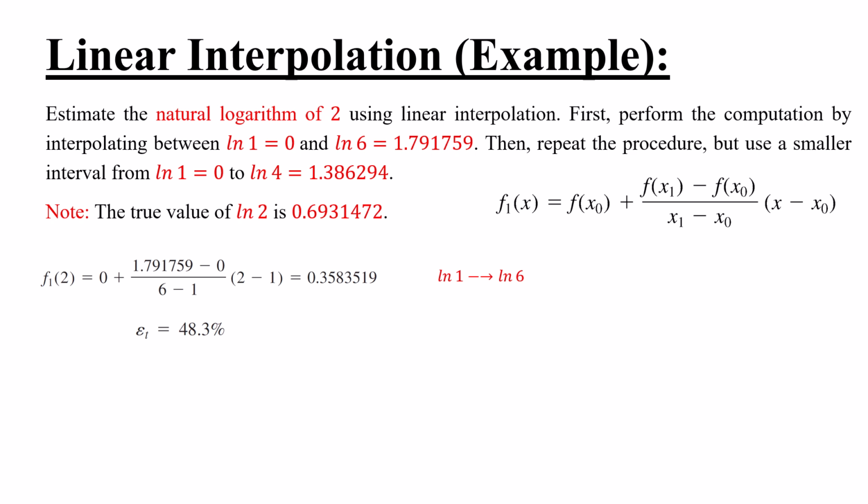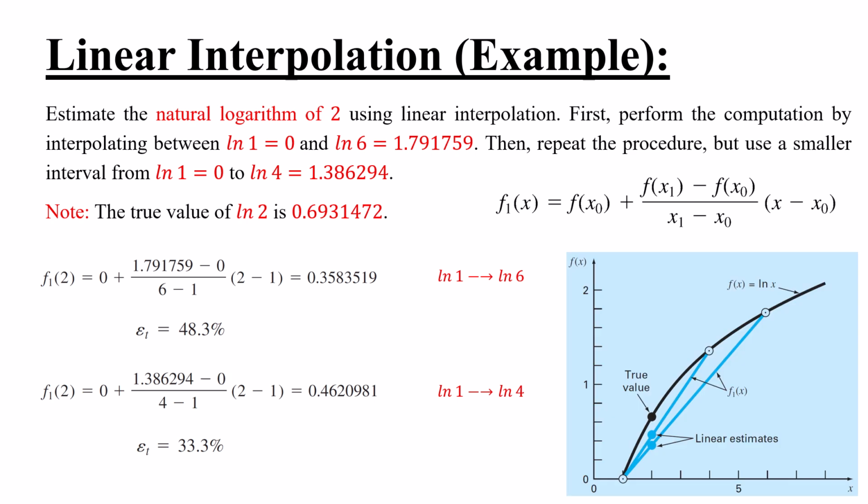It's much larger. Now for the second case, between 1 and 4, when we do that, we have a value of 0.46. In this case the error is less. So the idea here is that as you have a narrower interval, you get better error calculations. This is the basic idea about linear interpolation. Look here in the figure: you have a linear estimate and you have the true value. The value generated between 1 and 4 is better than between 1 and 6. So this is the main idea.